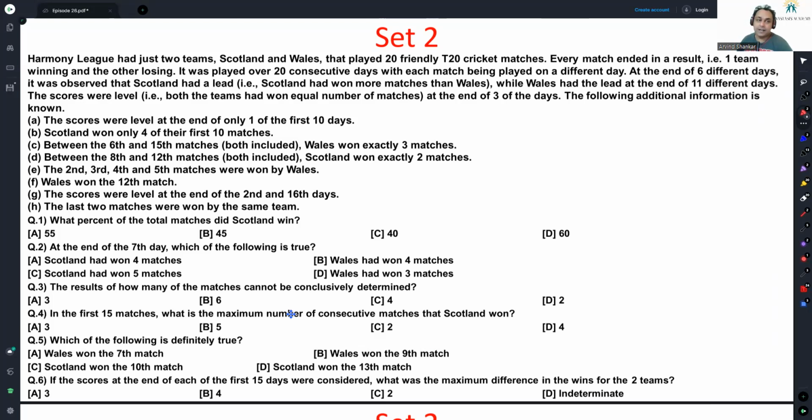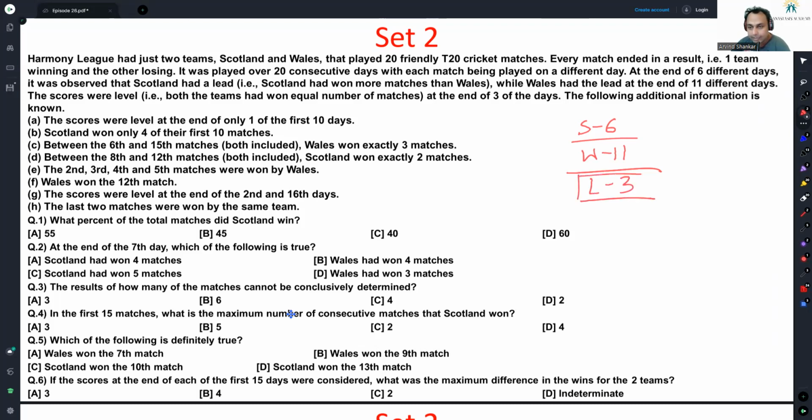At the end of six different days, it was observed that Scotland had a lead. Okay. So Scotland was leading after 6 days. And Wales had a lead at the end of 11 different days. So Wales had a lead at the end of 11 different days. The scores were level. That is, both had won an equal number of matches at the end of 3 days. So scores were level at the end of 3 days.